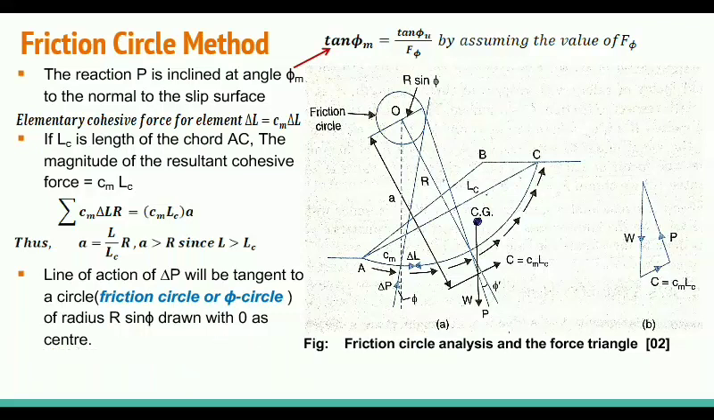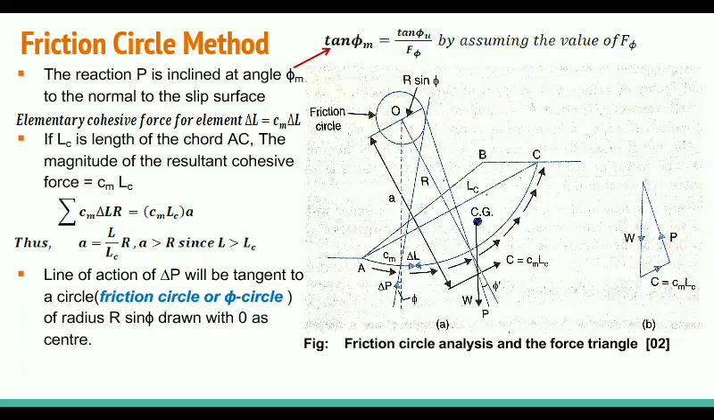So now we can draw the force triangle, for the three forces acting to keep ABCA in equilibrium. W acts at the center of gravity of ABCA, the soil inside the slip circle, vertically downward. P, the total reaction, acts at an angle phi m with the normal to the slip circle. The resultant cohesive force C, which is Cm into LC, acts parallel to the chord AC. The direction of C is parallel to the chord AC.